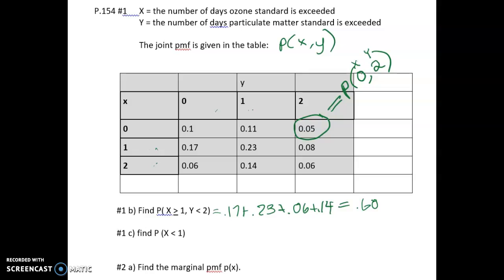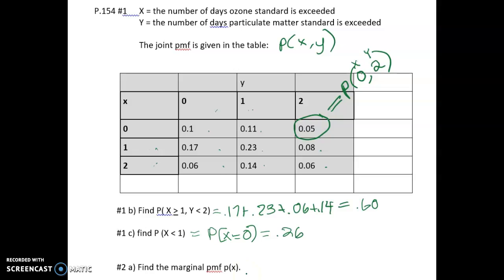And so let's keep going. What about the probability that X is less than 1? There's only 3 cells, right? That would be the same as the probability that X equals 0, less than 1. So I would add up 0.1 plus 0.11 and 0.05. Looks like that's 0.26.